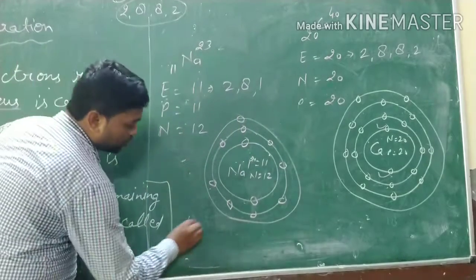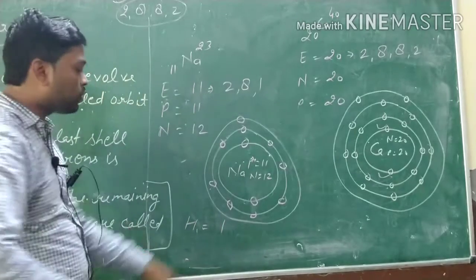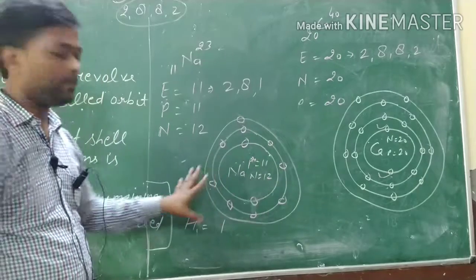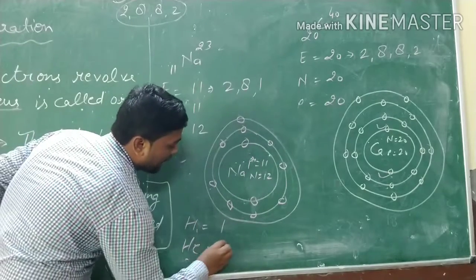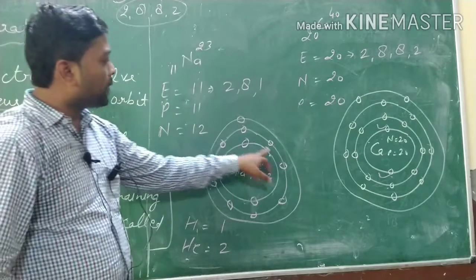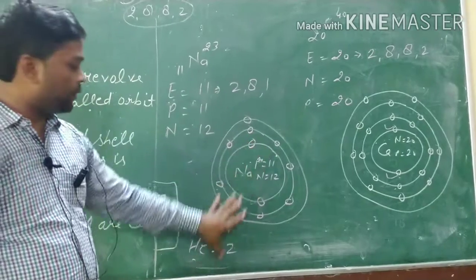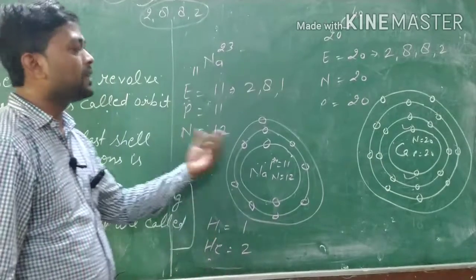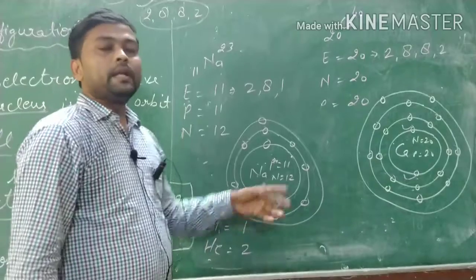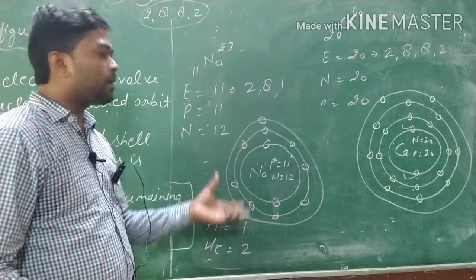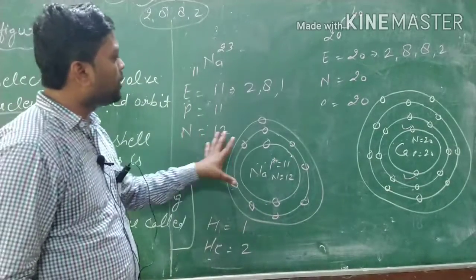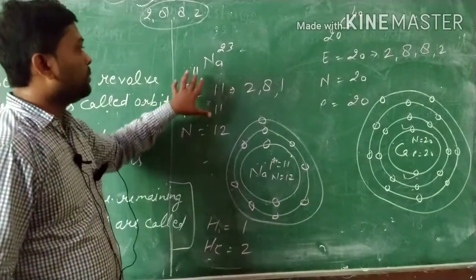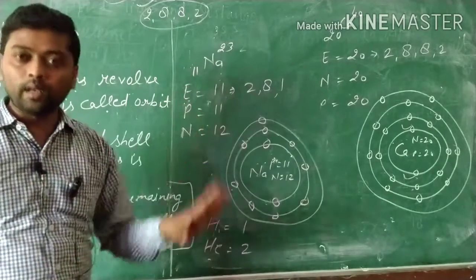Clear? Like hydrogen, there will be only 1 electron, so we only draw 1 orbit and 1 electron will revolve. Next is helium. Helium has 2 electrons, so in the first orbit there will be 2 electrons, so we will draw only the first orbit to complete the electronic configuration of helium. Then the next elements, near about carbon, oxygen, nitrogen. So you can draw according to the number of electrons, means according to the atomic number.